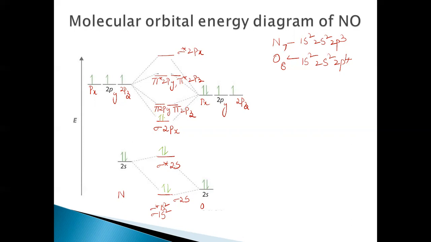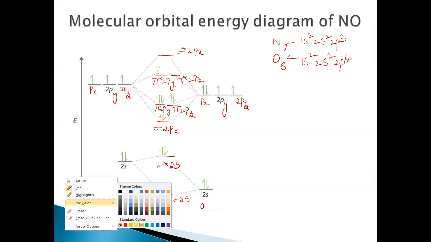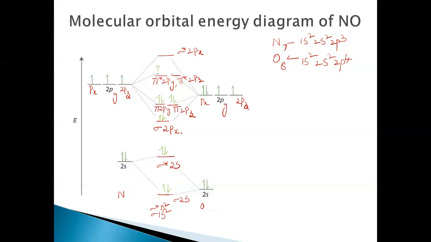So first 2 electrons will go into the sigma 2px. And next, the degenerate orbitals pi 2py and pi 2pz. First they become half filled, then they become paired up. So 1, 2, 3, 4, 5, 6. One more electron will enter into the pi star level. So this is the molecular orbital energy level diagram of nitric oxide.